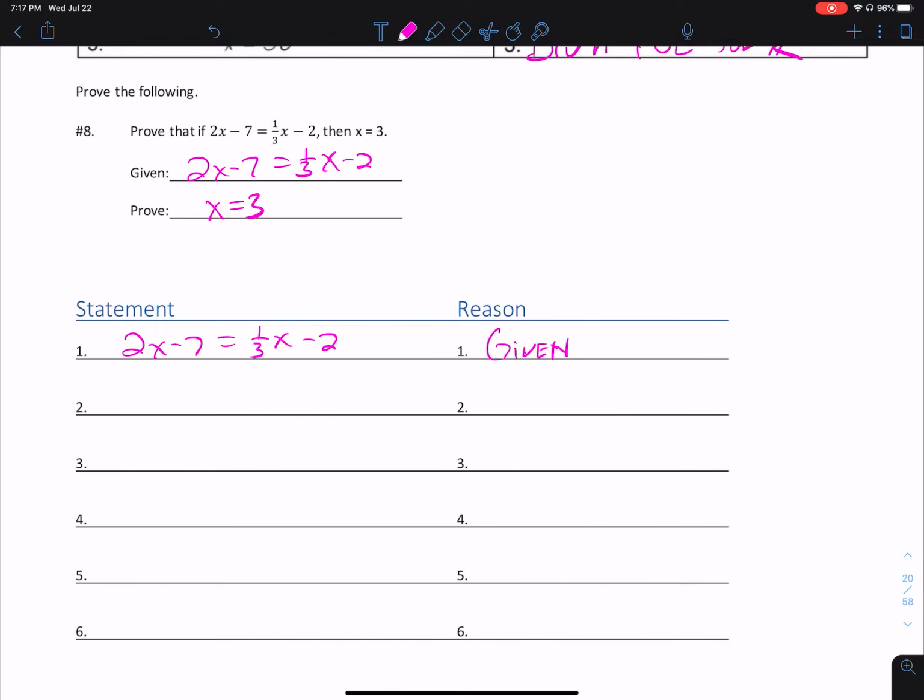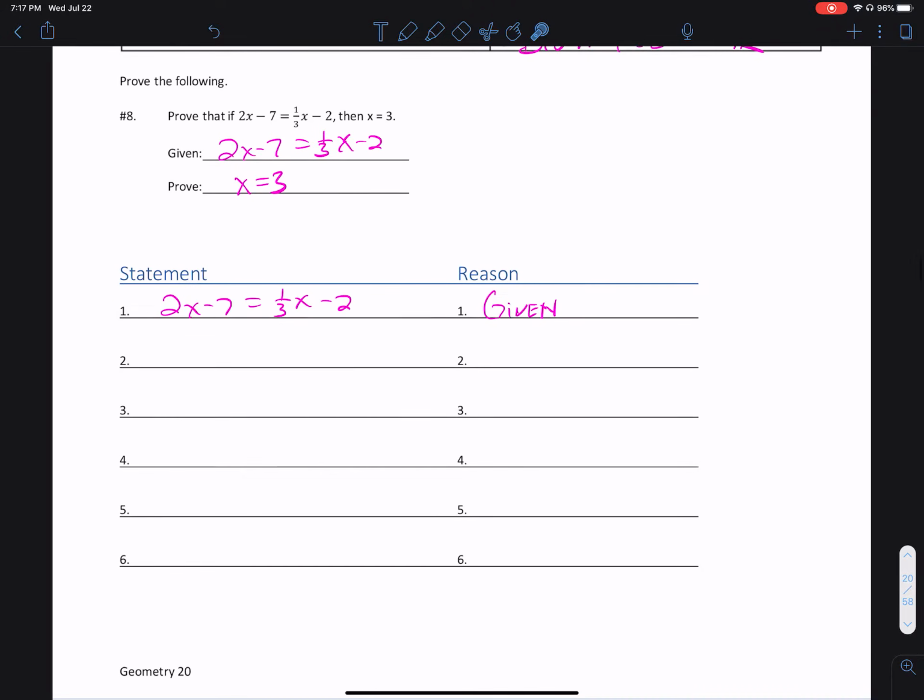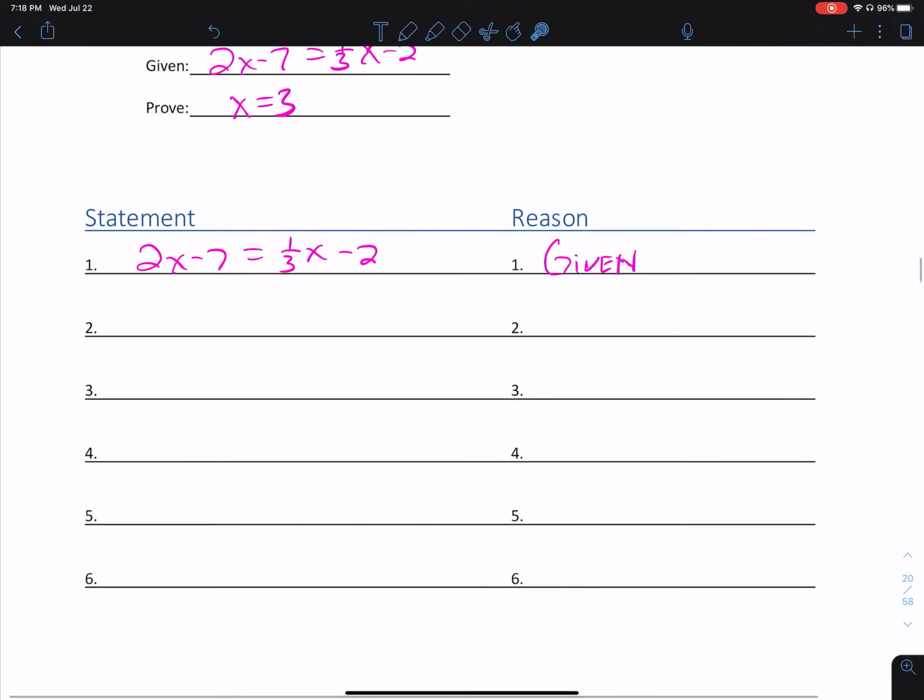Now we just use algebra. From here on out, everyone's proof in this problem could look different. I've given you 6 steps here. Maybe it takes only 3 steps. Maybe it takes 9. Depending on how you do this problem, it can take lots and lots of different steps. Here's what I like to do when I'm doing algebra. If I have any fractions, I got a fraction right here. I like to get rid of it right away.